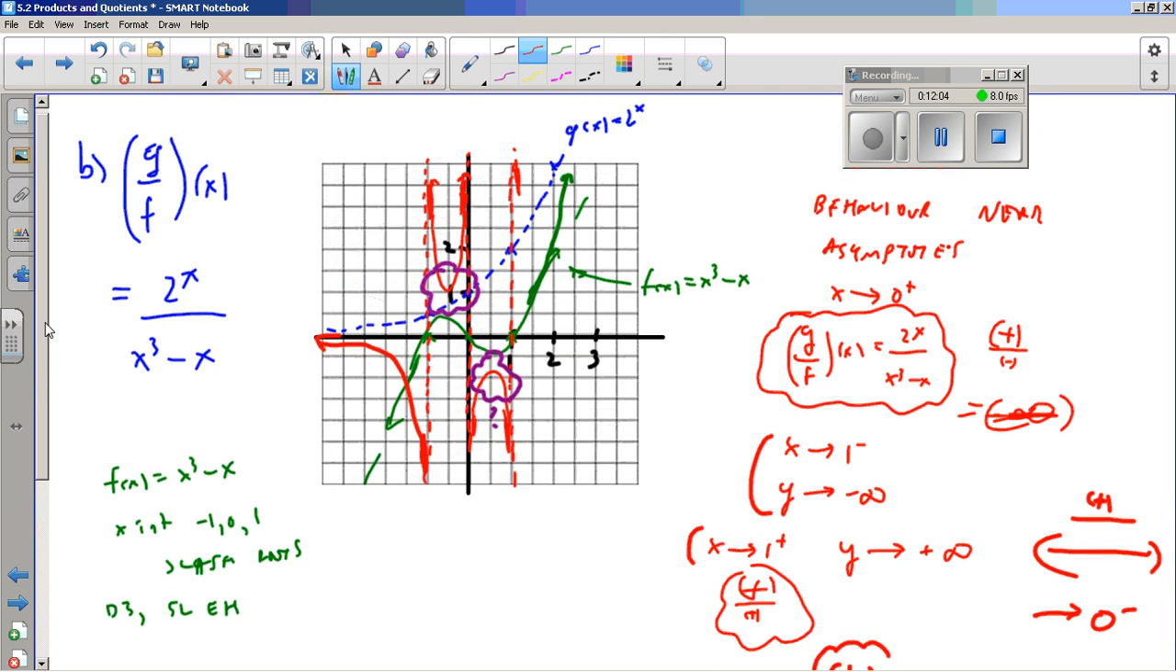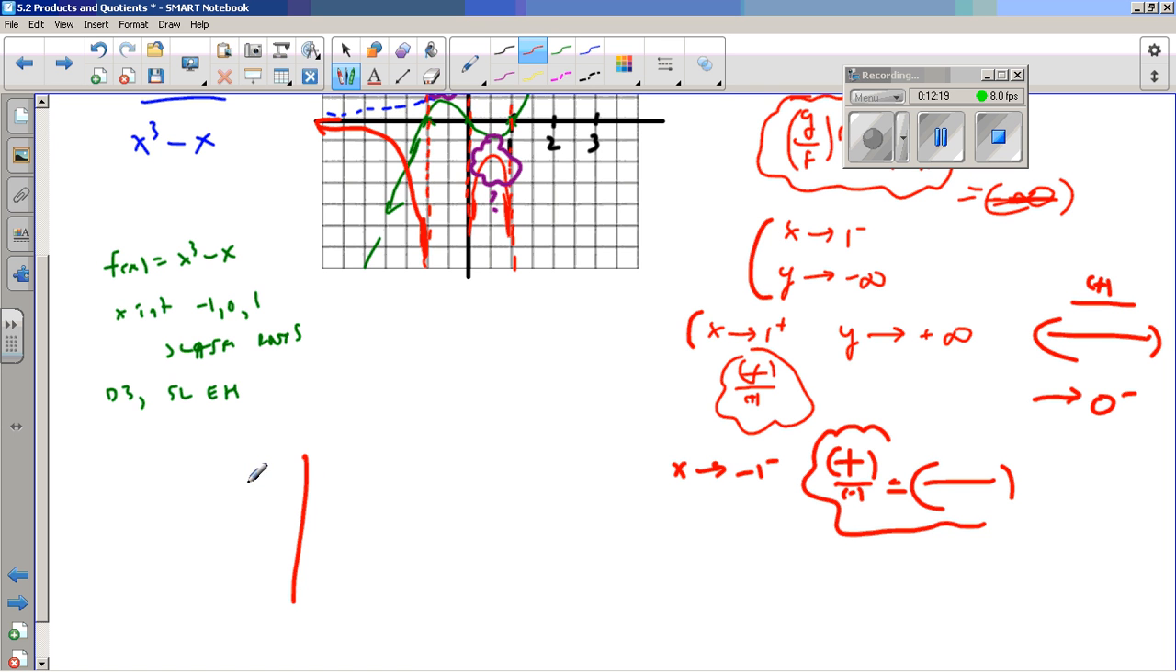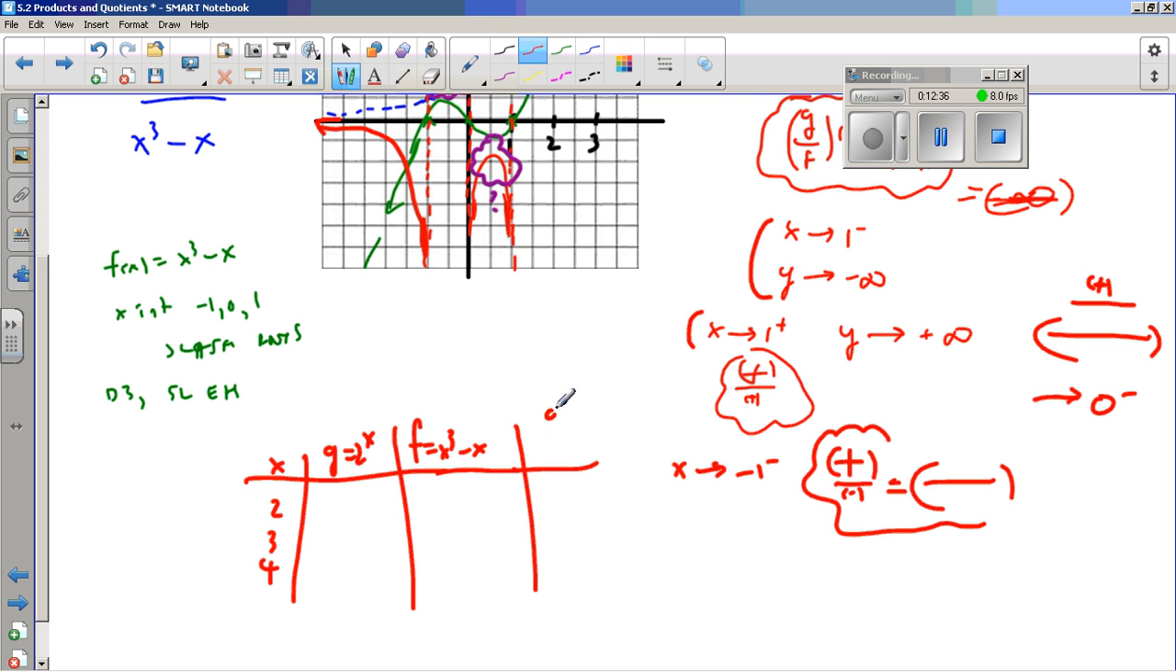And along this same line, now back to this spot, I know that it goes this way, but what happens over here? Well, for values along here, we could try some, and this is somewhat interesting. If I try numbers like 2 and 3 and 4, and I'm interested in g, which is 2 to the exponent x, and f, which is x cubed minus x, and then I'm interested in their quotient.